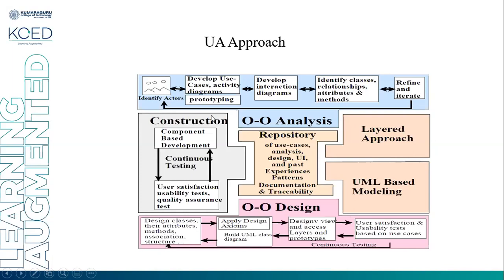Along with this, for construction we are using component-based development and implementation, and we are conducting tests for the components: user satisfaction tests, usability tests, and quality assurance tests. We are applying a layered approach with three layers: the business layer, the access layer, and the view layer. Models are done using UML-based modeling. There is a repository to store the use cases, analysis, design, user acceptance, and past experience, patterns, documentation, and traceability.